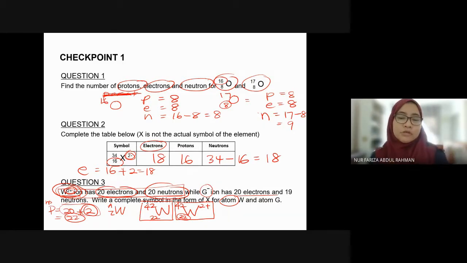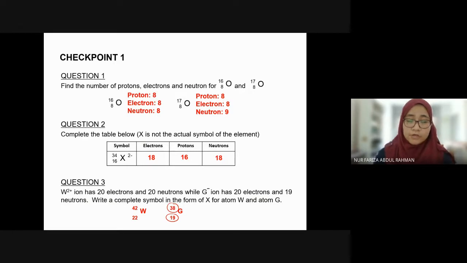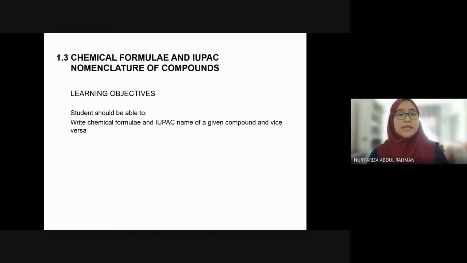The same approach we apply for G. So what is the answer for G? This is the nuclear notation, so we have 38 as the mass number and 19 as the proton number, or atomic number. If we were to write the nuclear notation of the G ion, then it will become 38, 19, G minus. So this is in the form of an ion. All right, so we are done with that.